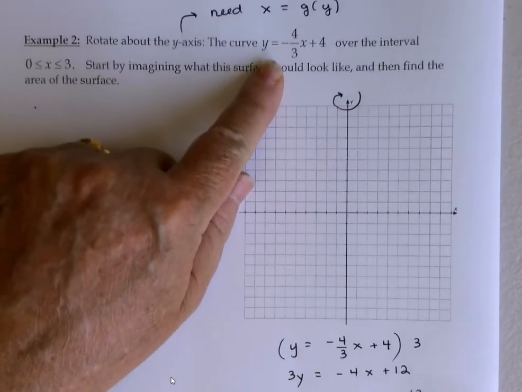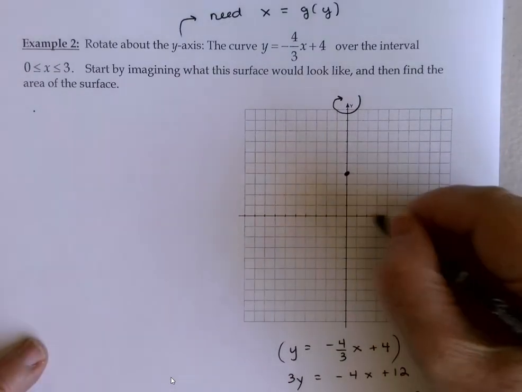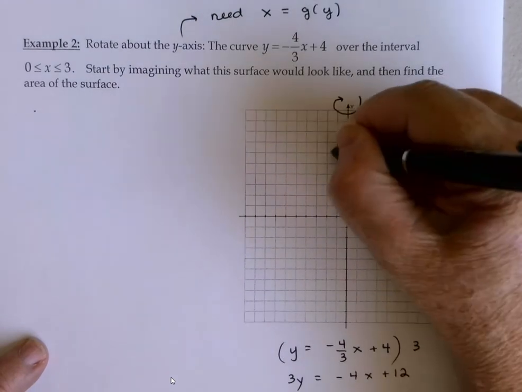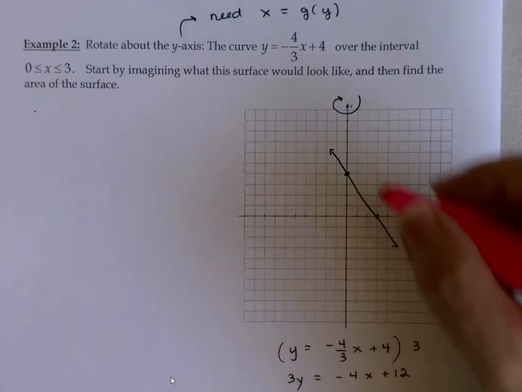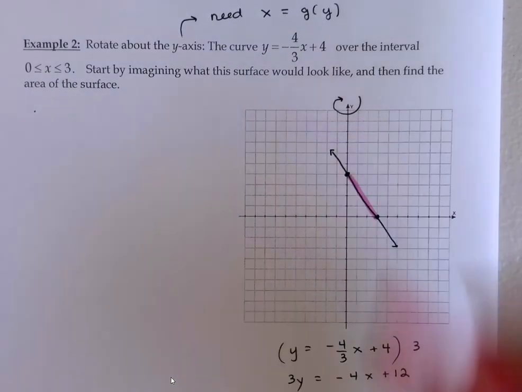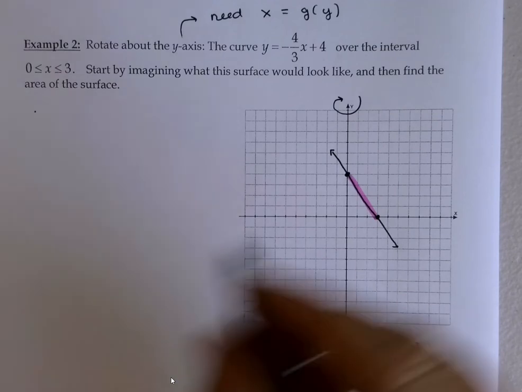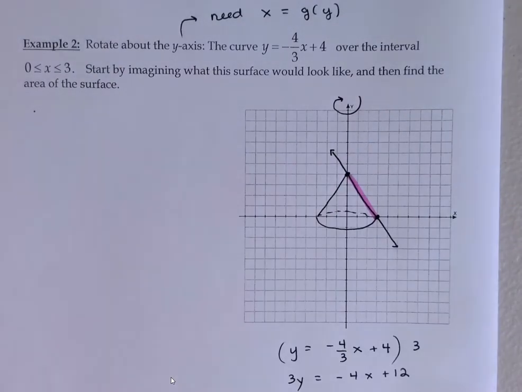The original equation is very easy to graph, right? It's just a line with a y-intercept of 4 and a slope of negative 4/3, like so. And we are doing this between x equals 0 and x equals 3. So we're doing this piece, rotating it around the y-axis. If you can visualize this, you probably know exactly what that is, right? That's going to be a cone when that revolves around the y-axis. So we're really finding the surface area of the cone that gets formed, like so, when we rotate.